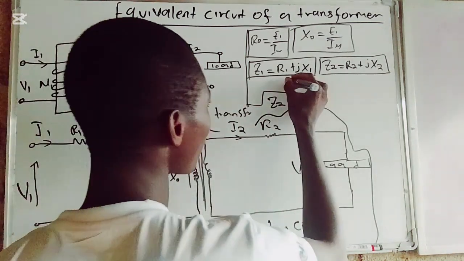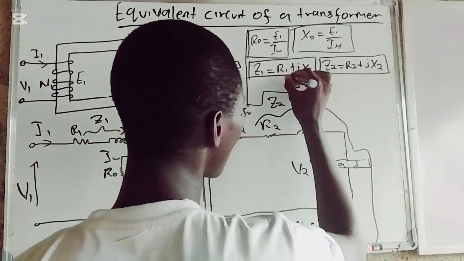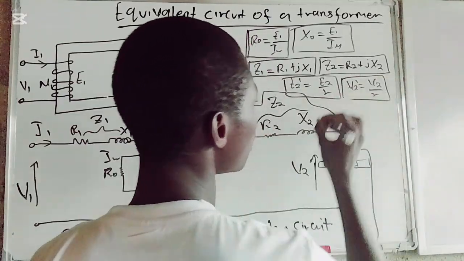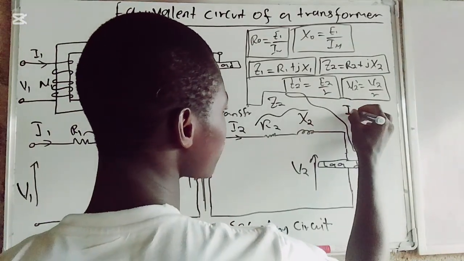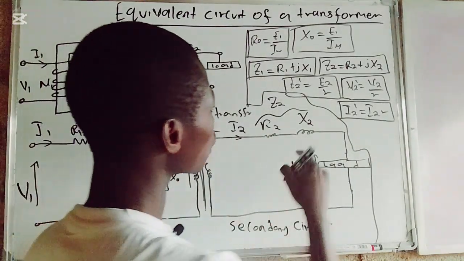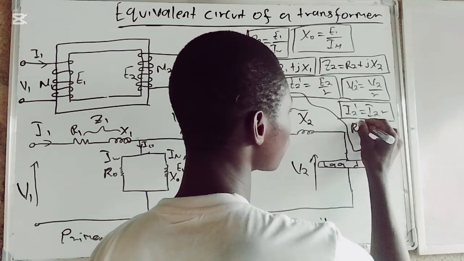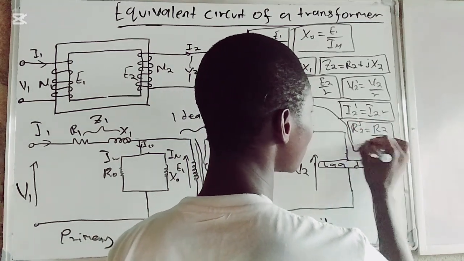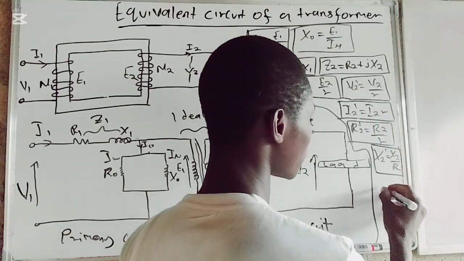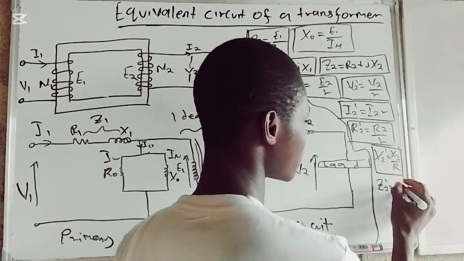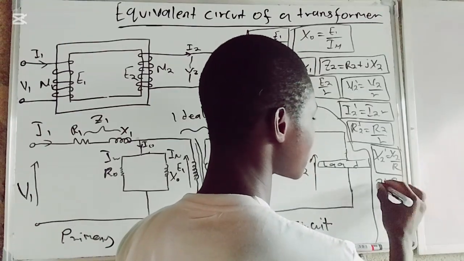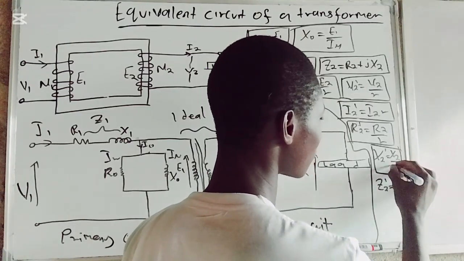And therefore we have E2 prime, which is the same thing as E2 by R, and also V2 prime, which is the same as V2 by R. We have I2 prime, which is I2 multiplied by R. And we have R2 prime, which is R2 by R, and X2 prime, which is X2 by R. And also the impedance Z2 prime, which is Z2 over R. This R is the turn ratio.